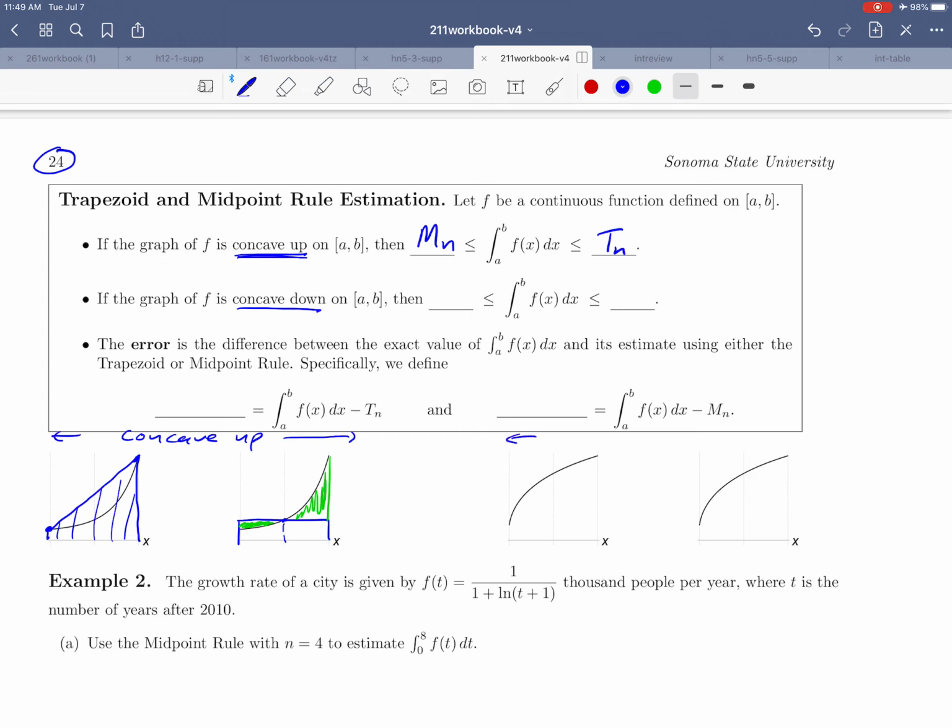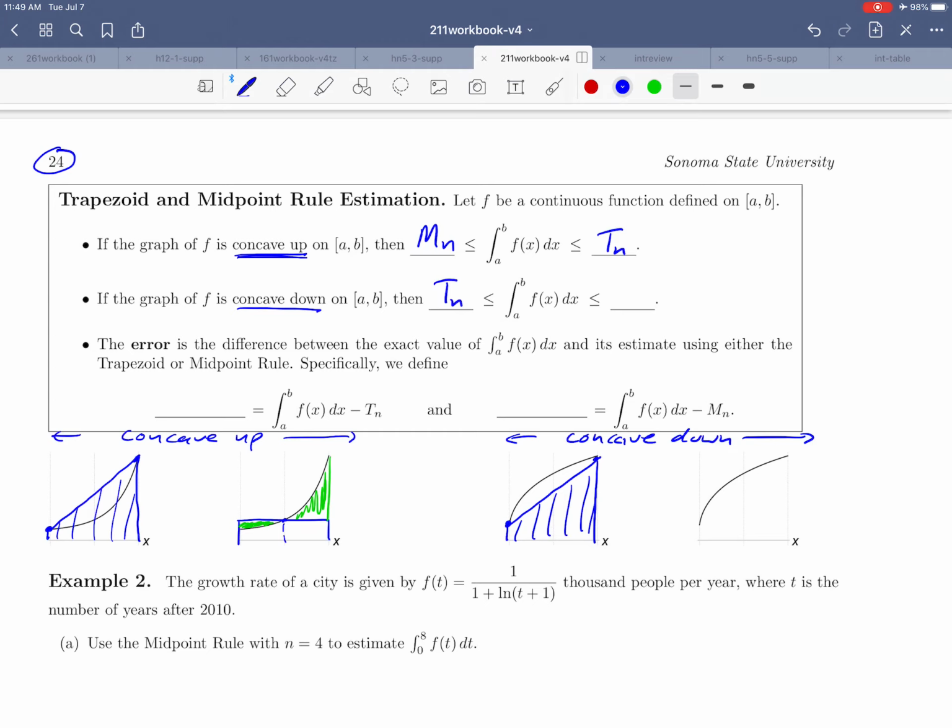What about if it's the other way around? These two functions over to the right are concave down. Let's draw in a trapezoid there. Notice that the shape of the curve forces the trapezoid to be below the curve. And so the trapezoid rule is going to be too small in this case, meaning that our estimate using trapezoids should be less than or equal to the integral.